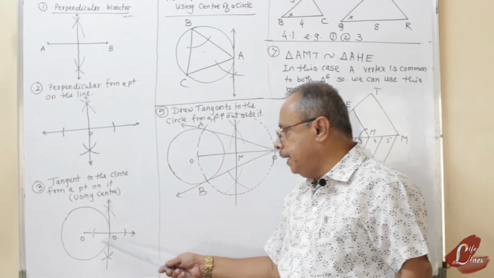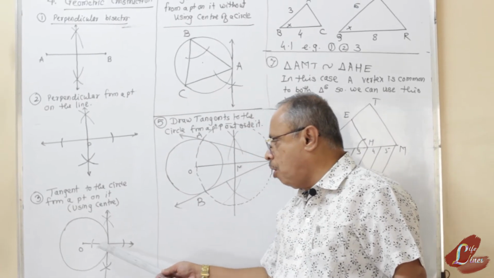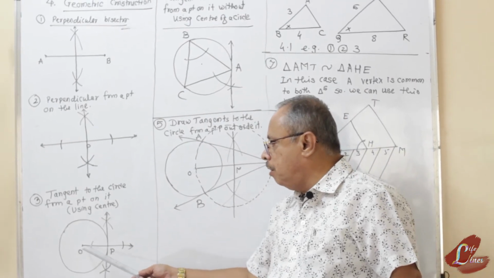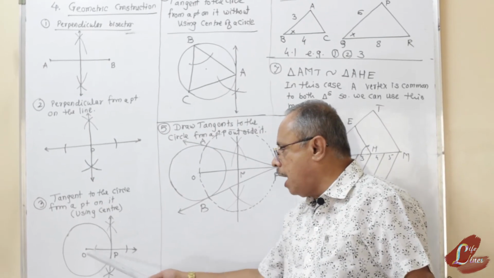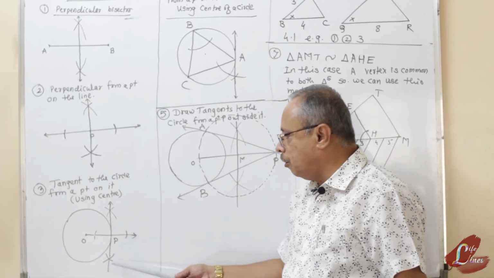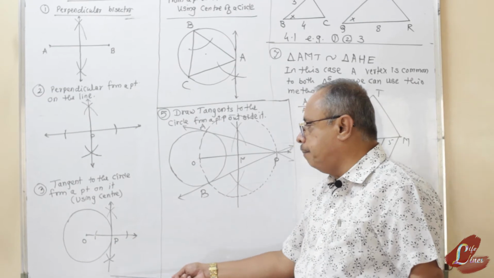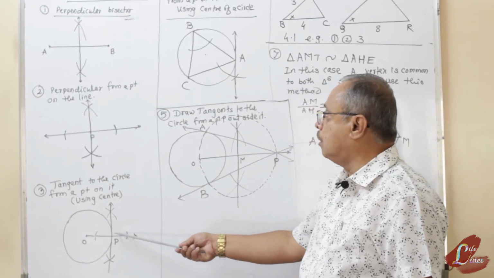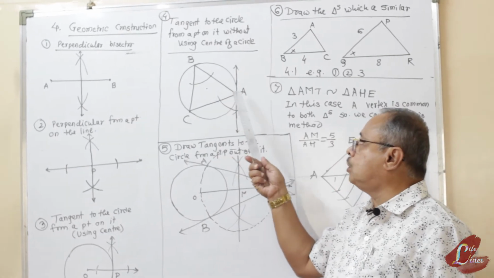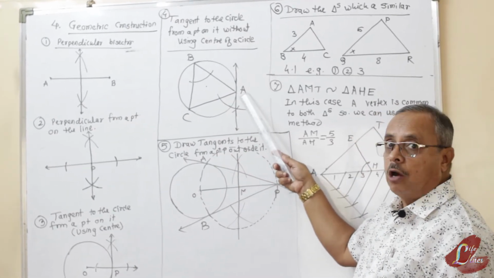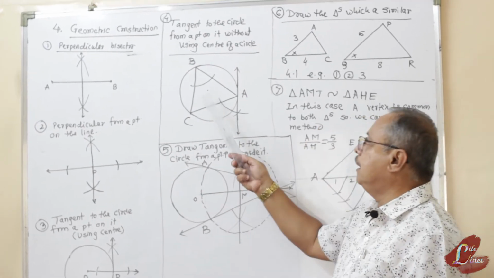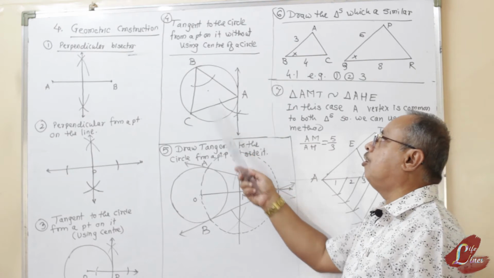We have to take a point P, put your compass on P and draw two arcs, and taking your compass on these two arcs, draw two arcs which intersect on the opposite side of the line, and draw a line passing through them. It is a tangent to the circle. This is another construction. Draw a tangent to the circle from a point on it without using the center of a circle. Here we are using the center of a circle. In this case we are not using the center of a circle.